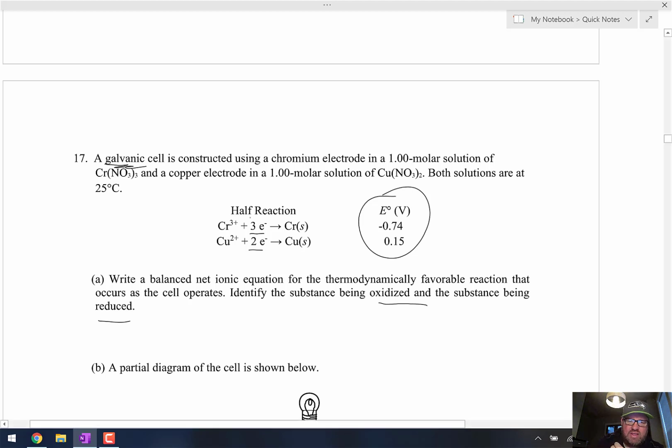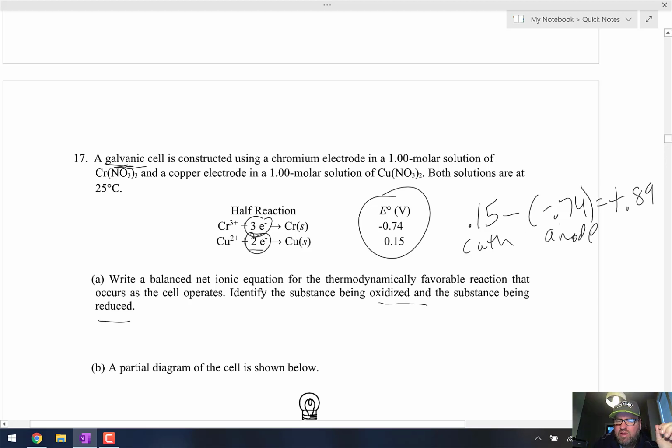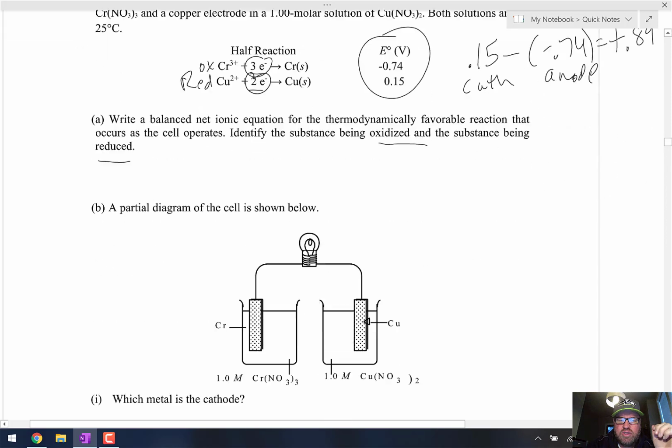So the fact that this is a 3 and this is a 2, and you'd have to turn them both to 6, does not change the fact that it's 0.15 minus negative 0.74, and that's the only way you're going to get a positive value out of that. So we know this one has to be the cathode, this one has to be the anode. This is the reduction process, this is the oxidation process.